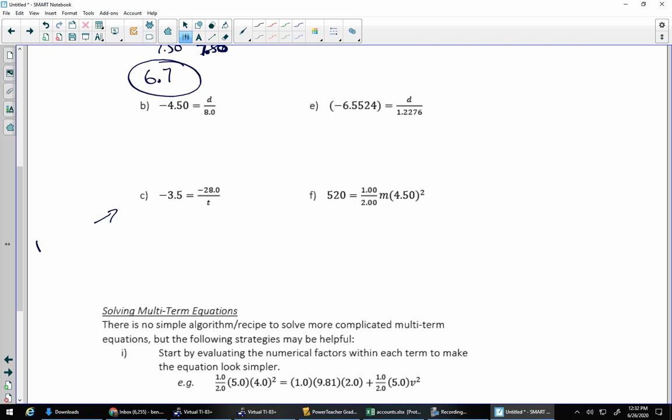So C, you know what I like about this one? Why I like C is because T is on the bottom, and I don't like T being in my denominator. Ugh, gross. What I want to do is move that up to the top. So I'm going to rewrite this so I've got a bit more space to work. Negative 3.5 is equal to negative 28.0 divided by T. The only way to move T up to the top is to multiply both sides by T, because I'm dividing and I'm working in opposites.